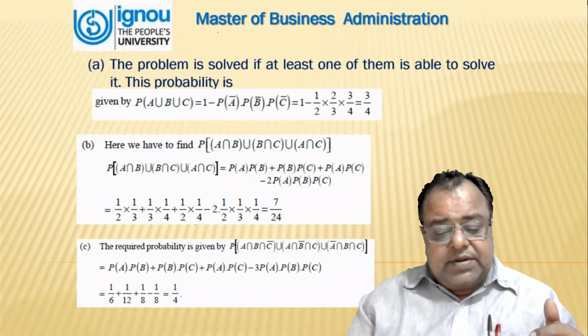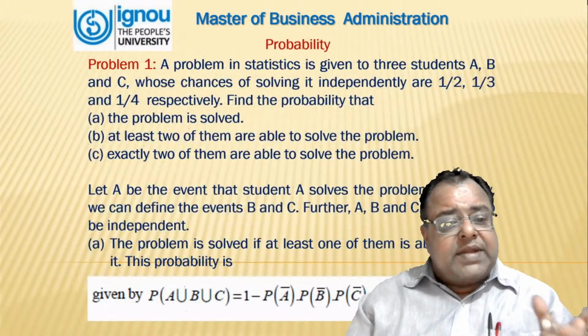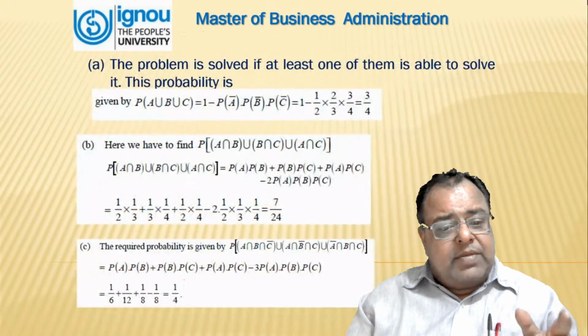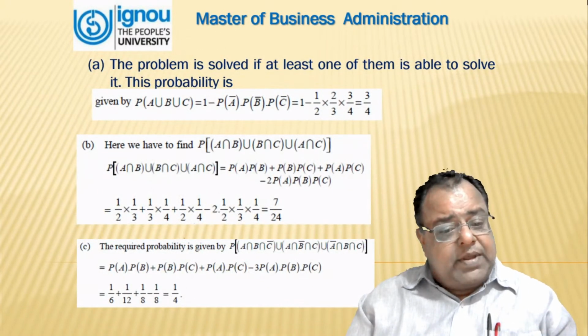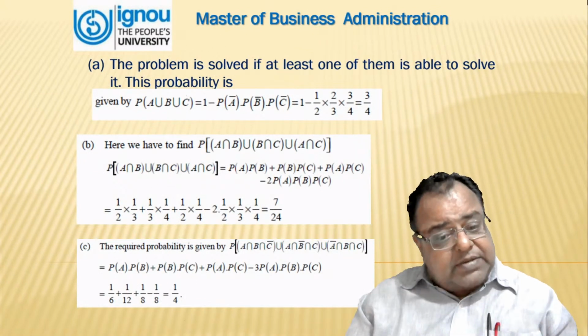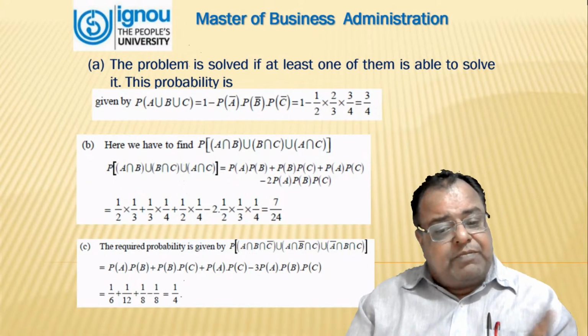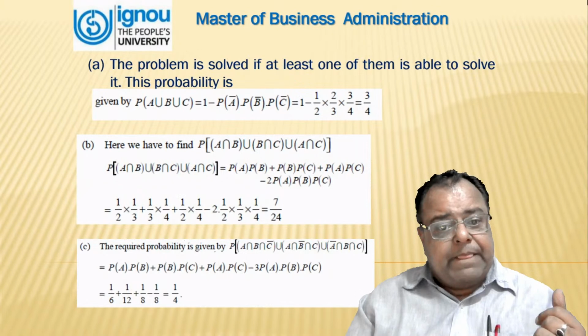The third one is the problem is exactly solved, exactly two of them are able to solve the problem. In that case, see the difference. PA into PB plus PB into PC plus PA into PC minus 3 times PA, PB, PC. We get the value as 1 by 4.